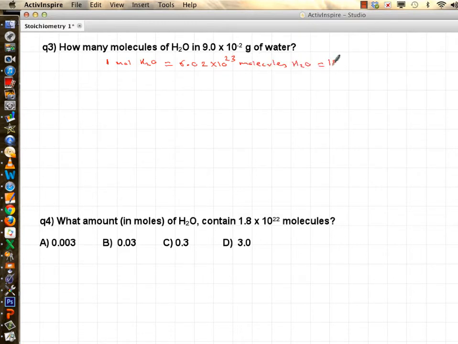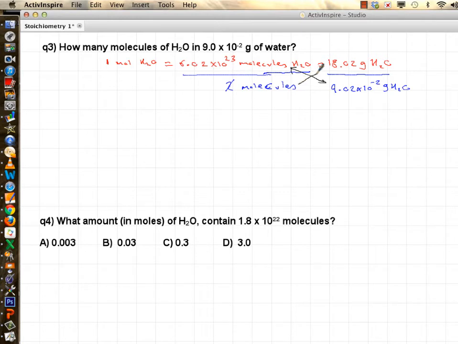and it's equal to 18.02 grams. These are equal to each other. So for the sake of this problem, I need molecules versus grams. I'm going to put the quantity of grams under grams, which is 9.02 times 10 to the minus 2 grams of H2O. And they challenged us as to how many molecules you have, so X molecules. Now we are going to cross multiply these two quantities, which should equal these two quantities across from each other.